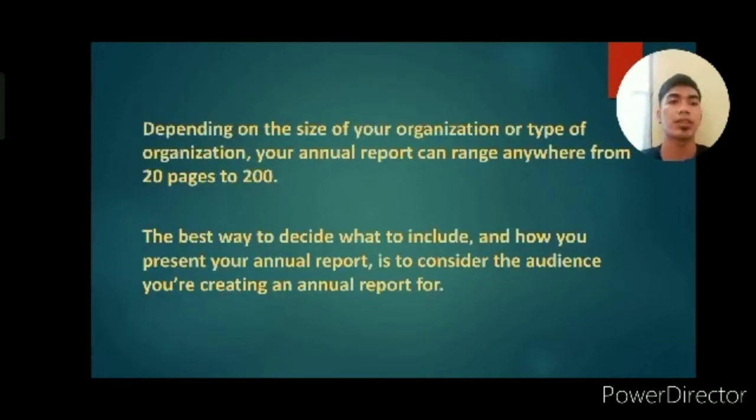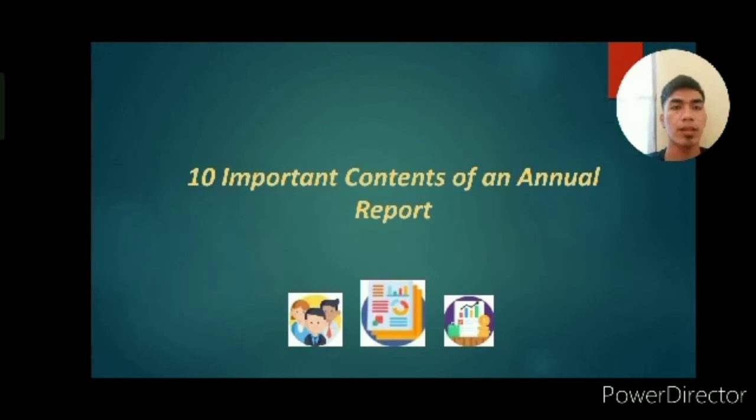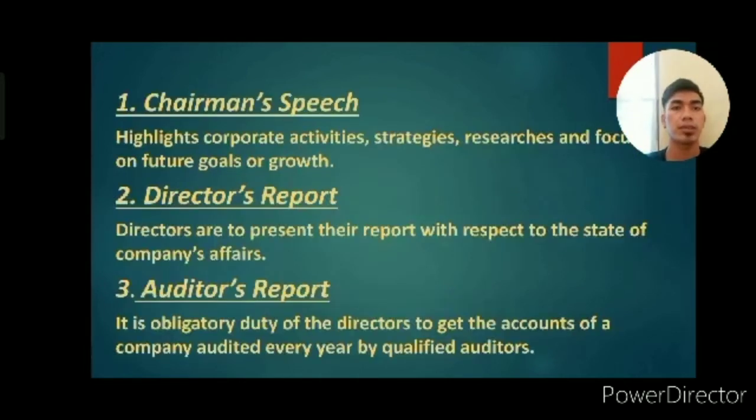Depending on the size of your organization and type of organization, your annual reports can range anywhere from 20 to 200 pages. The best way to decide what to include and how you present your annual report is to consider the audience you're creating it for. Ten important contents of an annual report.